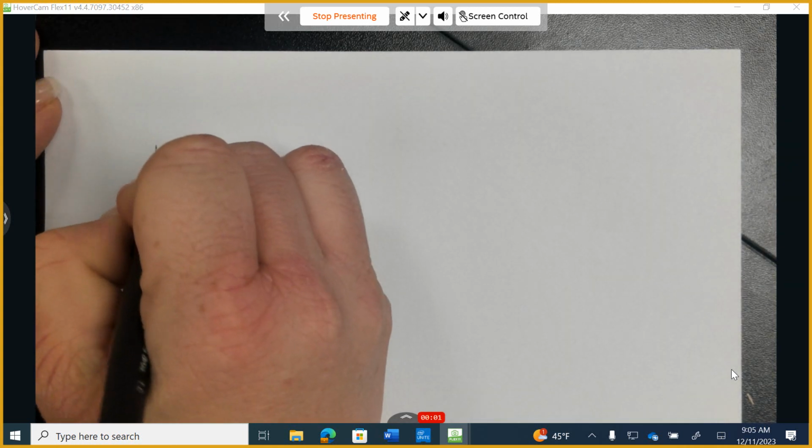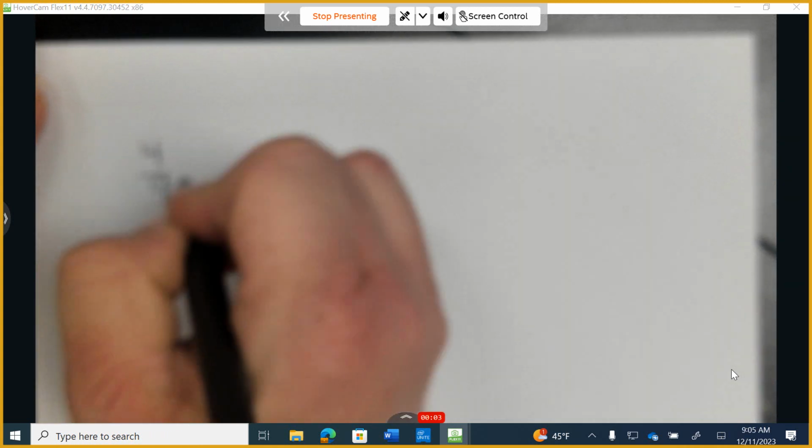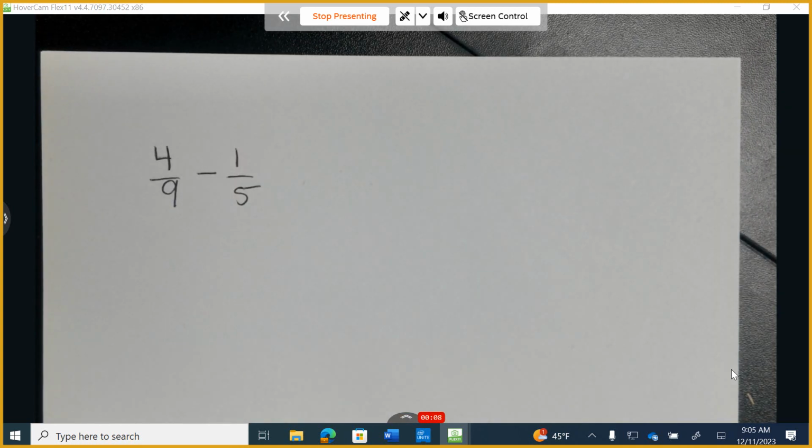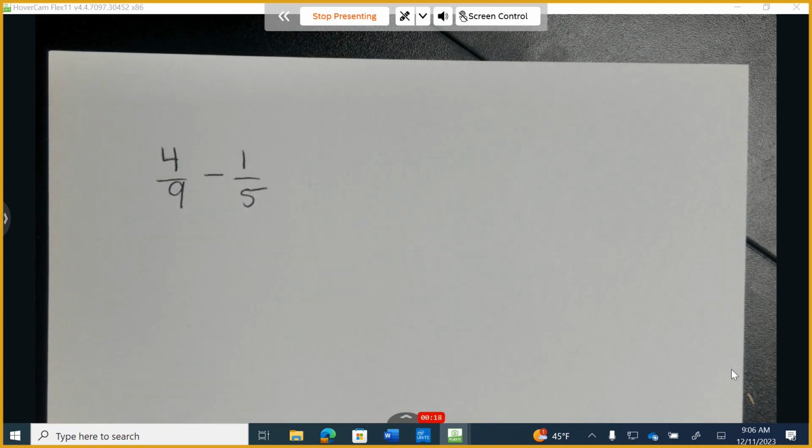4 over 9 minus 1 over 5. So we're going to start with very basic here. And last week we talked about doing what's called a butterfly method. There's more than one way for us to simplify this and not use a calculator. So no calculators are allowed during this point.